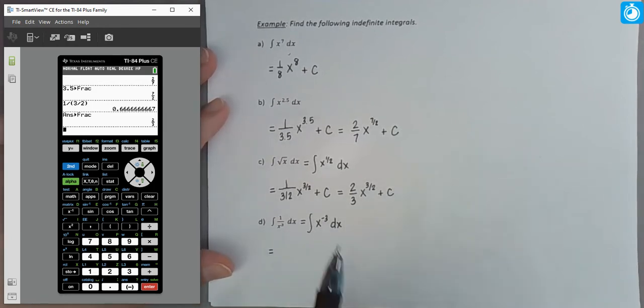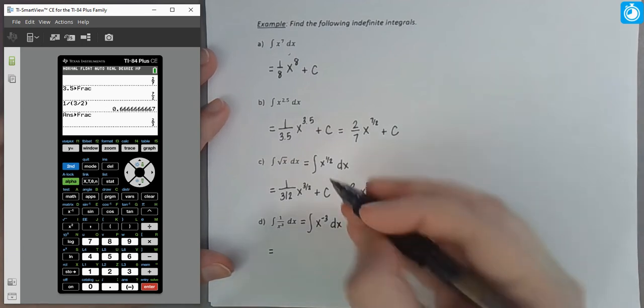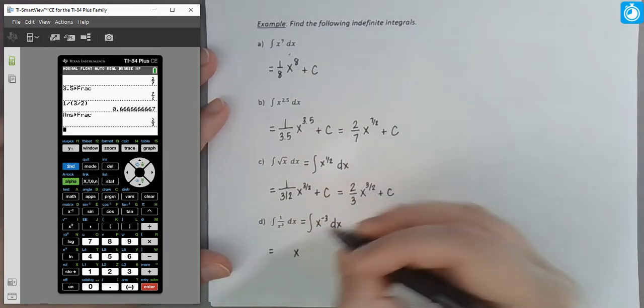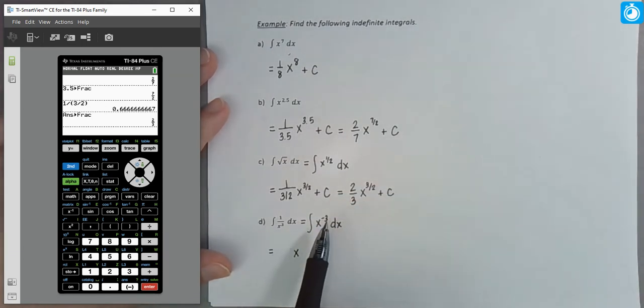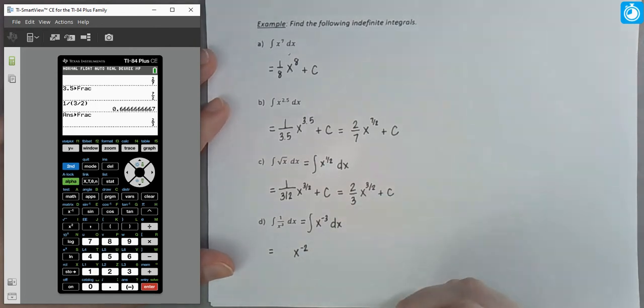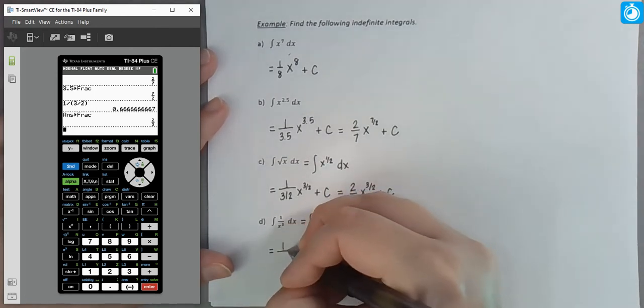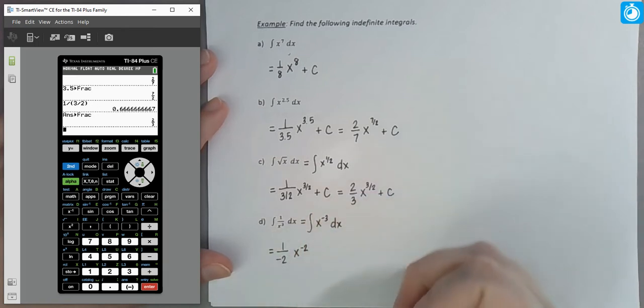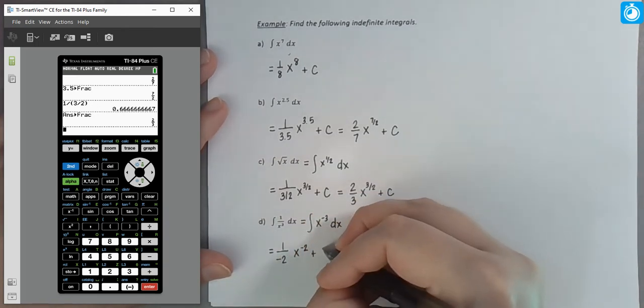So based on the power rule, we're going to increase the exponent by 1. Now be careful here, we're starting with a negative value. So as we increase it, it just becomes less negative. So increasing would take us to an exponent of negative 2. And then we're going to divide by that new exponent plus c.